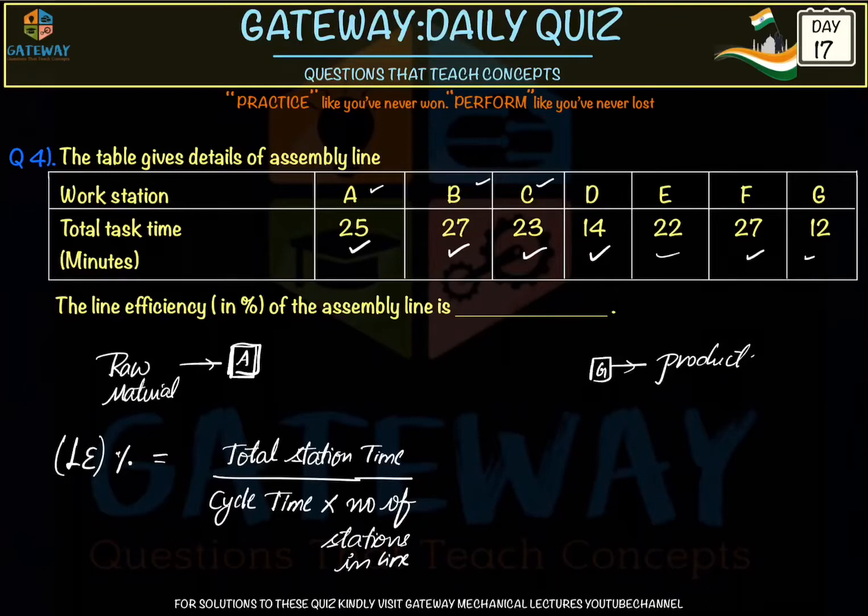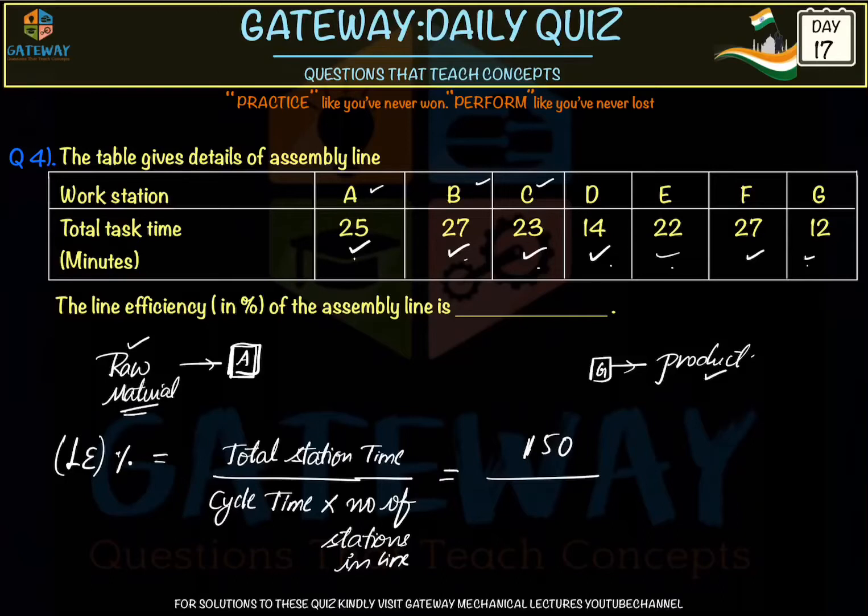So first we need to know the total station time. We'll calculate the total station time here. The total station time is 25 plus 27 plus 23 plus 14 plus 22 plus 27 plus 12, and if we sum it, we are getting 150 minutes. So once our raw material enters and finally our product leaves, it will take 150 minutes. Okay, 150 minutes. And what is the cycle time?